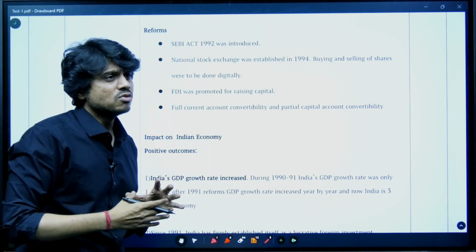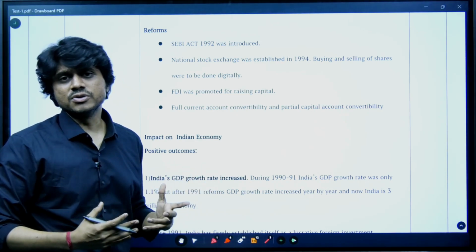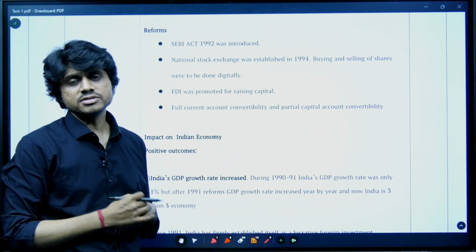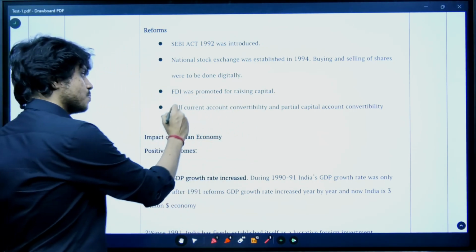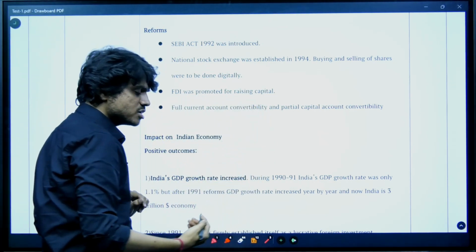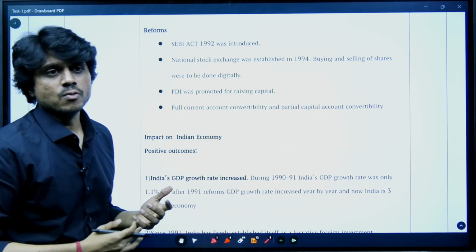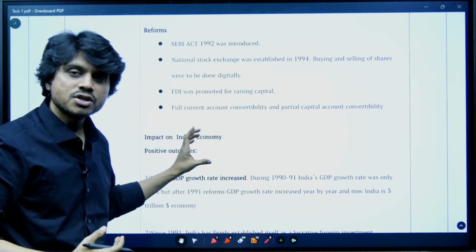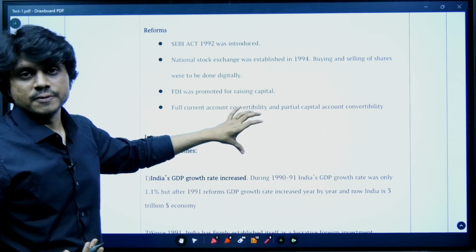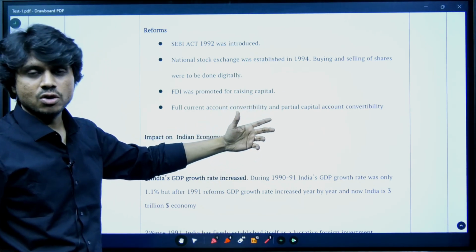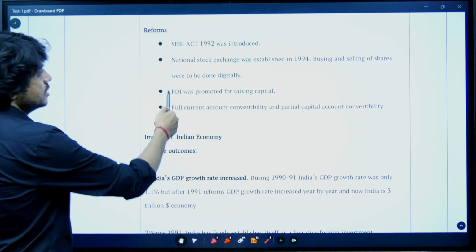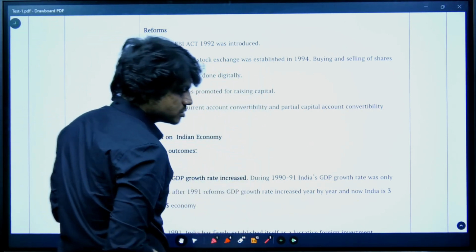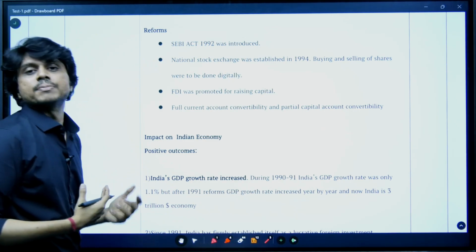If the laws are very rigid and restrictive in nature, then such FDI will not enter India. So FDI was promoted by doing some kind of reforms. Most of the FDI was allowed under the automatic route. Earlier, even if FDI was allowed, there were so many restrictions. So FDI was allowed, and then the National Stock Exchange was established. They are trying to build a kind of capital market.